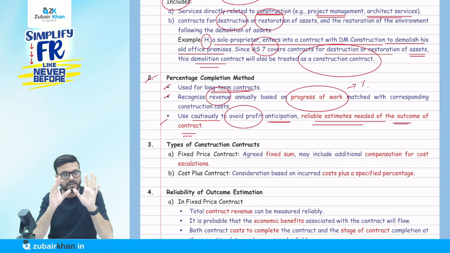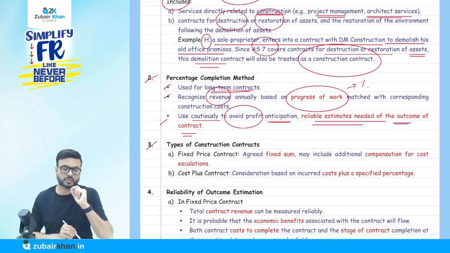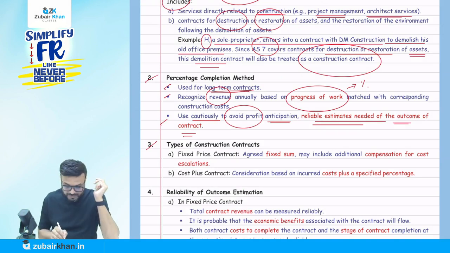Now there are two types. I will come to how to calculate this percentage. Okay. Now third is the types of the construction contract. There are two types of contract. First is a fixed price contract.